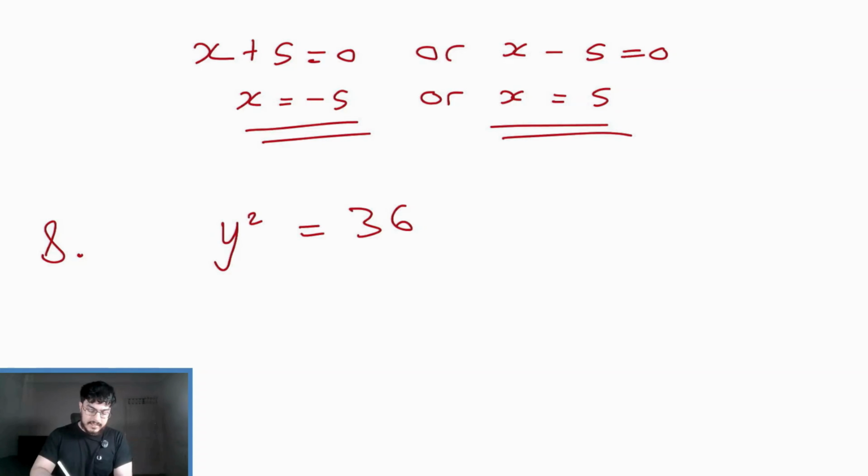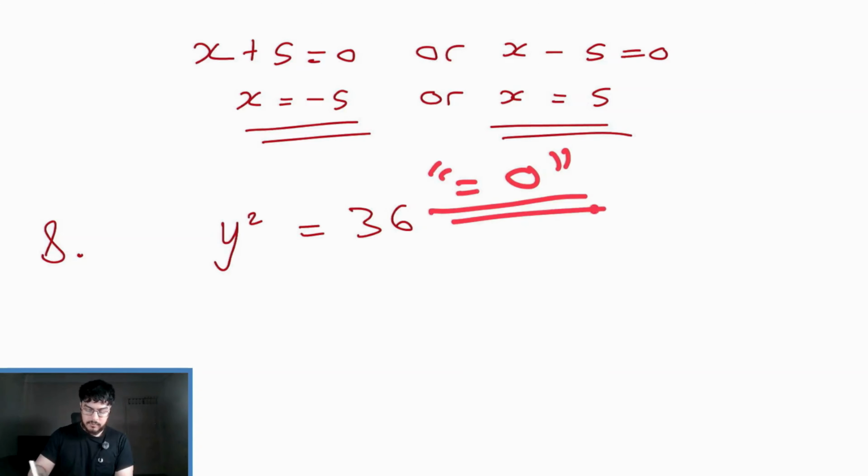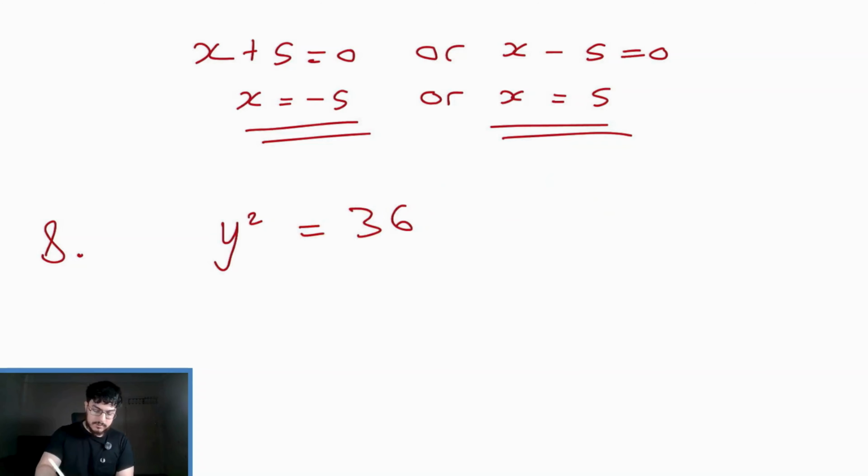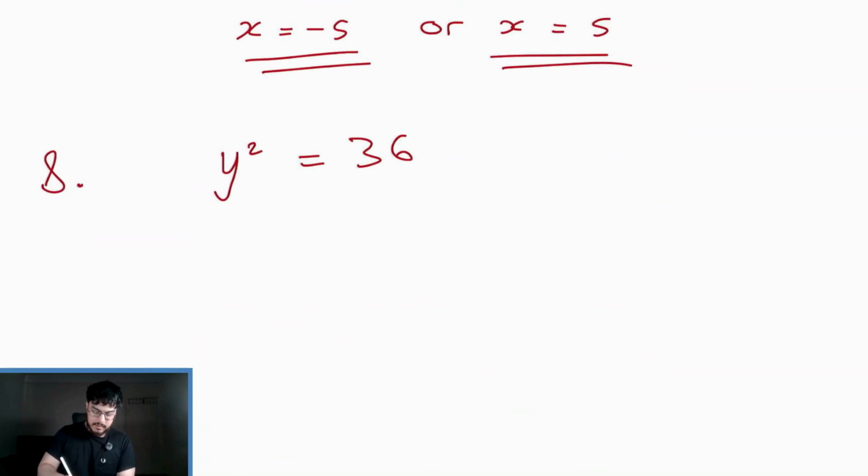So it has a square term in it, right? It doesn't have to be x. As long as it has a squared term in it, it is a quadratic. Now, we have a squared term. We don't have anything in front of it. And we want equals 0. Remember, we always want equals 0. And so this is equal to 36. Our goal is to subtract the 36 to the other side. So we have y squared subtract 36 is equal to 0.